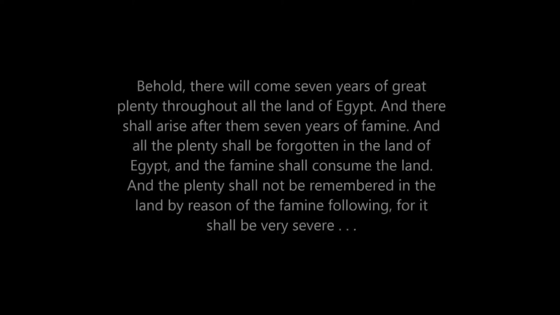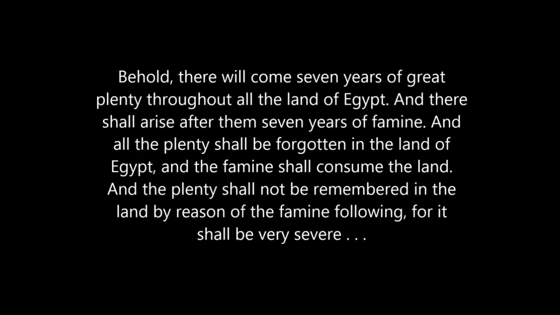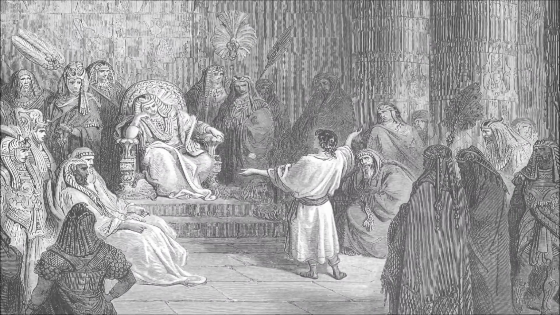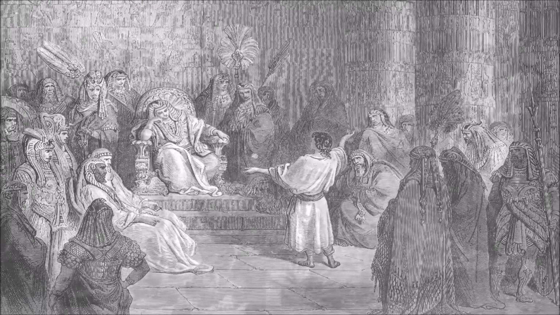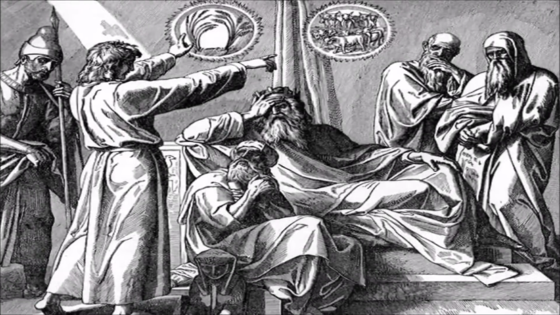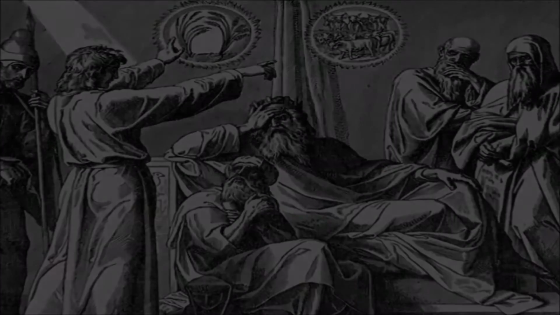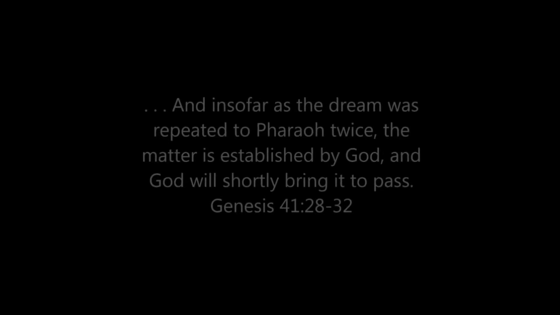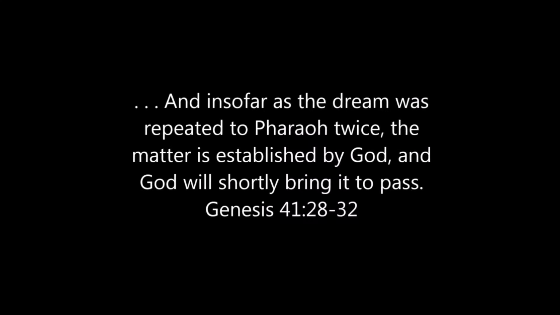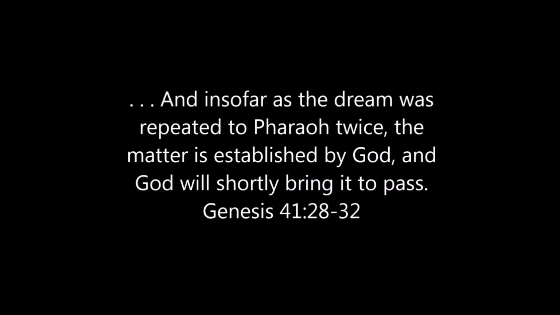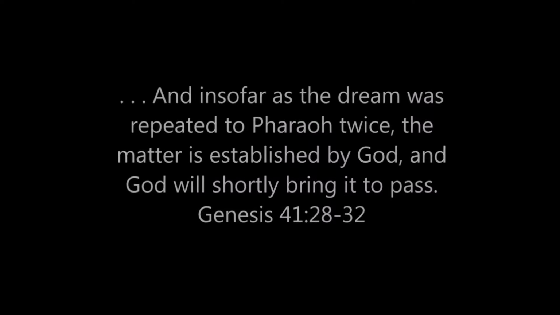"Behold, there will come 7 years of great plenty throughout all the land of Egypt, and there shall arise after them 7 years of famine. And all the plenty shall be forgotten in the land of Egypt, and the famine shall consume the land. And the plenty shall not be remembered in the land by reason of the famine following, for it shall be very severe. And insofar as the dream was repeated to Pharaoh twice, the matter is established by God, and God will shortly bring it to pass." Genesis 41:28-32.